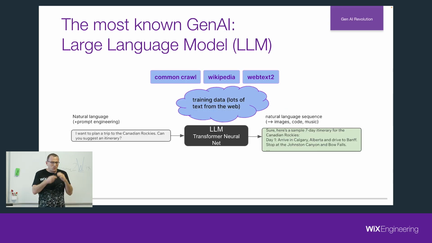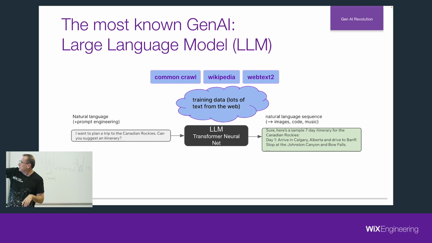Generative AI can be used for a lot of things, but the most known model is what we call the large language model. And this is ChatGPT. By the way, GPT stands for Generative Pre-trained Transformer. Generative means that it can generate text. So you input some text in natural language, right?